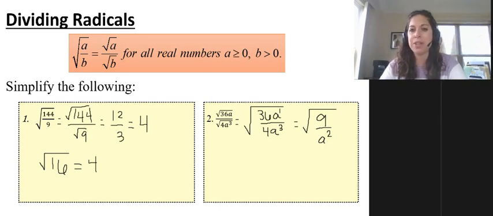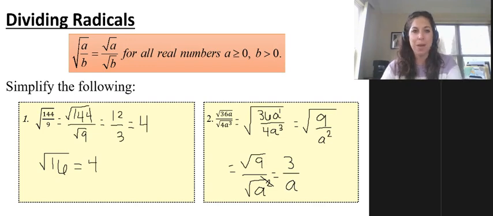All under one radical. Now I'm going to break it up into the square root of 9 all over the square root of a squared. Well, the square root of 9 simplifies to 3 on top. The square root of a squared, remember they're opposites, they cancel out. So my final answer is 3 all over a. I got rid of my radicals.